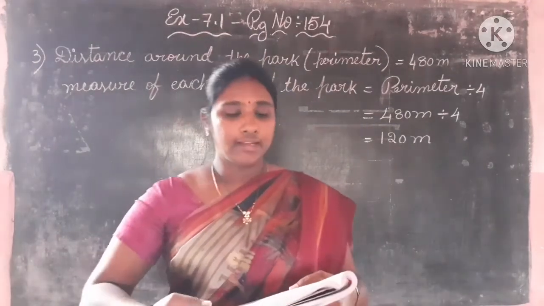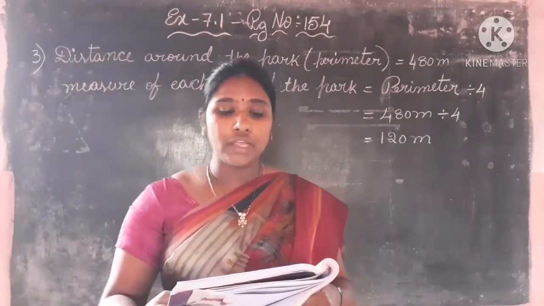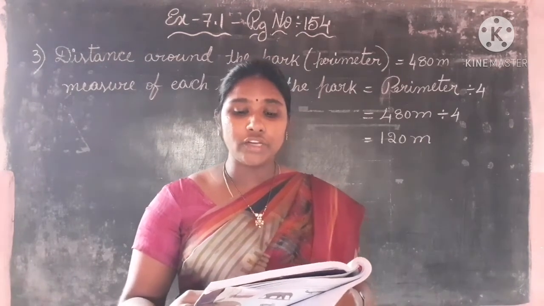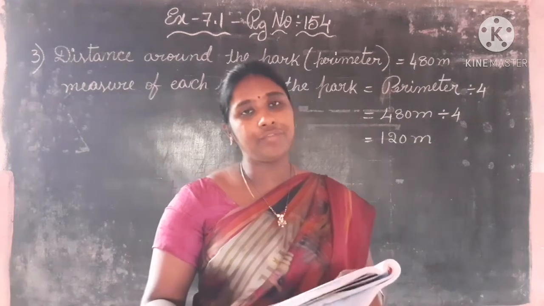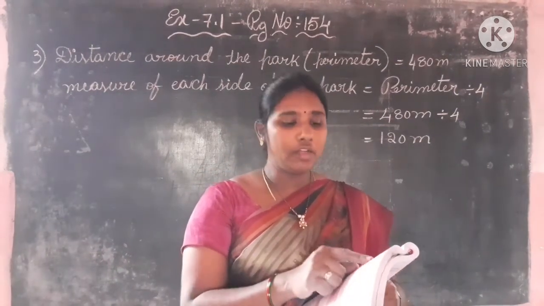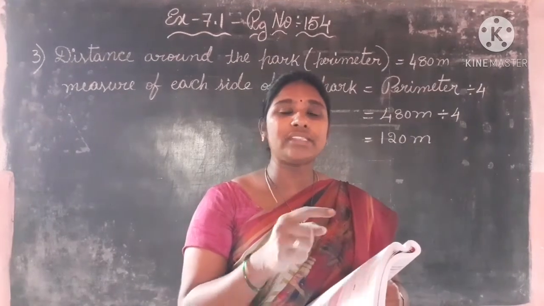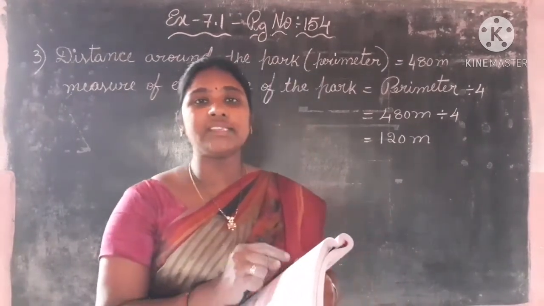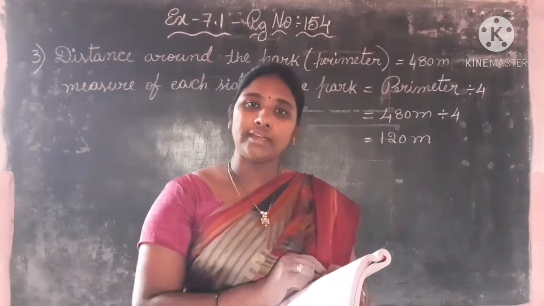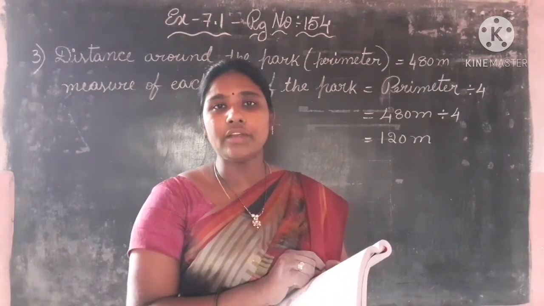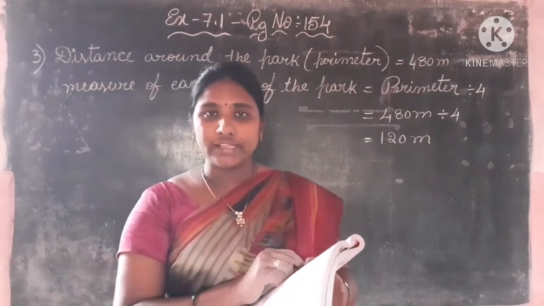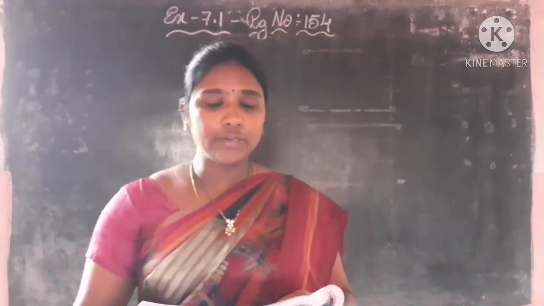Find the perimeter of a quilt. Quilt length and breadth measure 250 centimeters and 150 centimeters. So length is given, breadth is given. The quilt is in what shape? Rectangle shape. So we have to find the perimeter of the rectangle. Do you know the perimeter of the rectangle formula? Yes, perimeter of the rectangle is 2 into (L plus B). Next, see the fifth question.